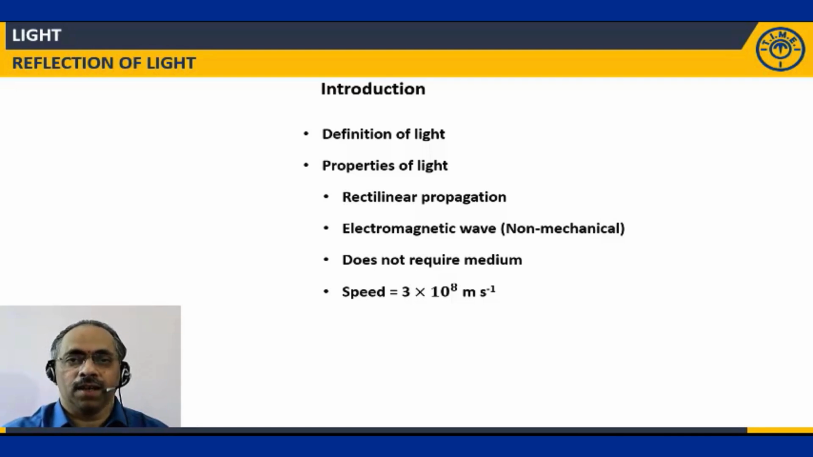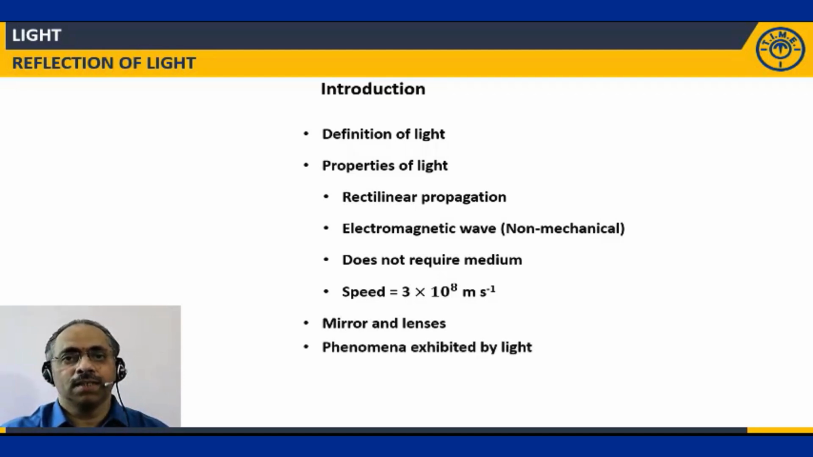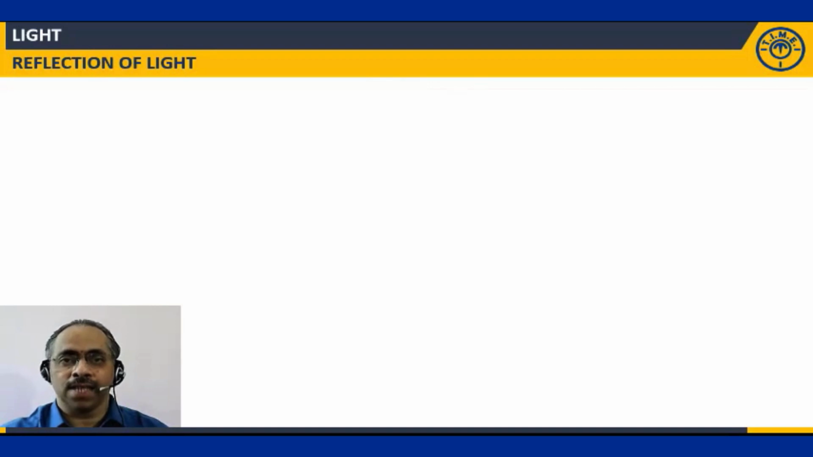Now, when we want to see the different phenomena related to light, out of which two major phenomena I told you, reflection and refraction, there are some objects associated with these phenomena. One is mirrors and lenses. Mirrors are related to reflection and lenses are related to refraction. Not only reflection and refraction, there are some other phenomena related to light. Basically whatever we study under light is broadly called optics.